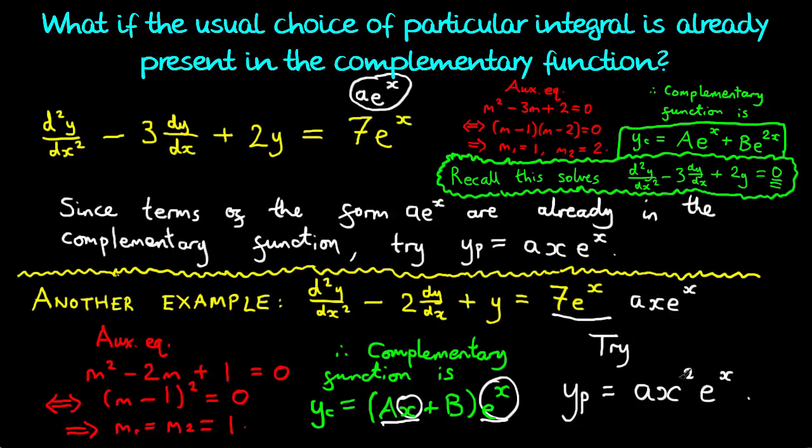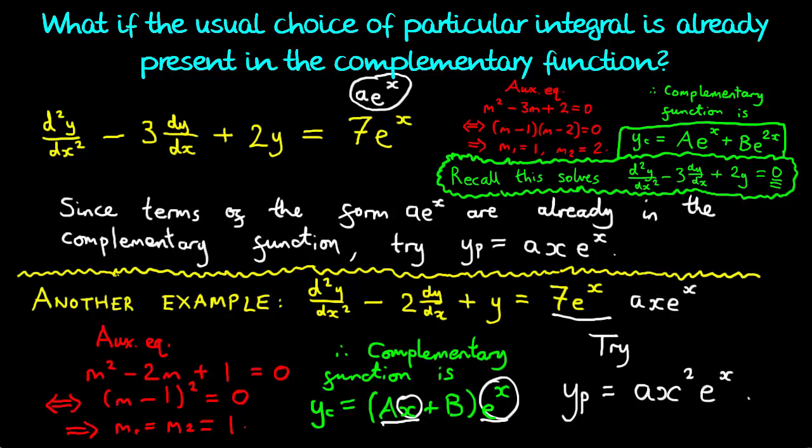So you have to multiply the normal trial function by x squared if you have a repeated root. So the kind of rule to take away from this is that if the normal choice of trial function appears in the complementary function, multiply your trial function by x. But if it appears as a repeated root in the auxiliary equation, multiply by x squared.